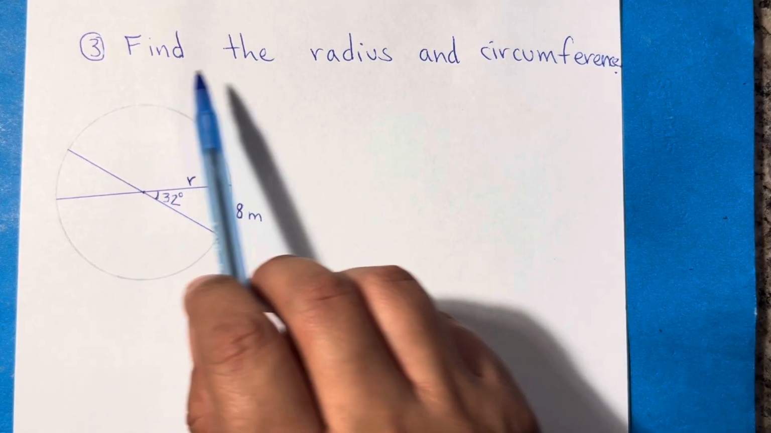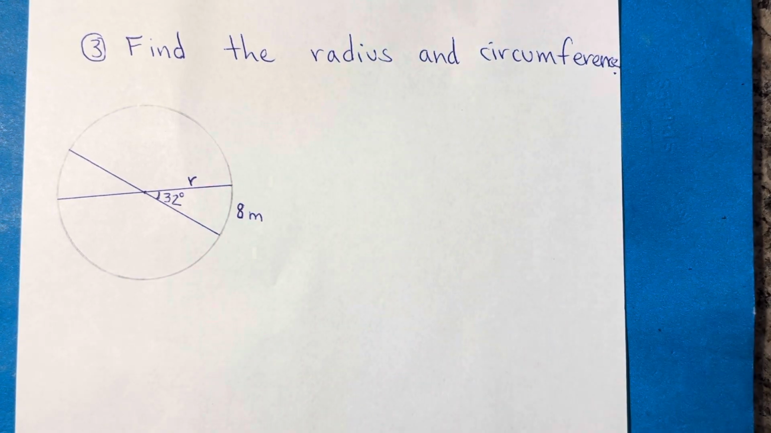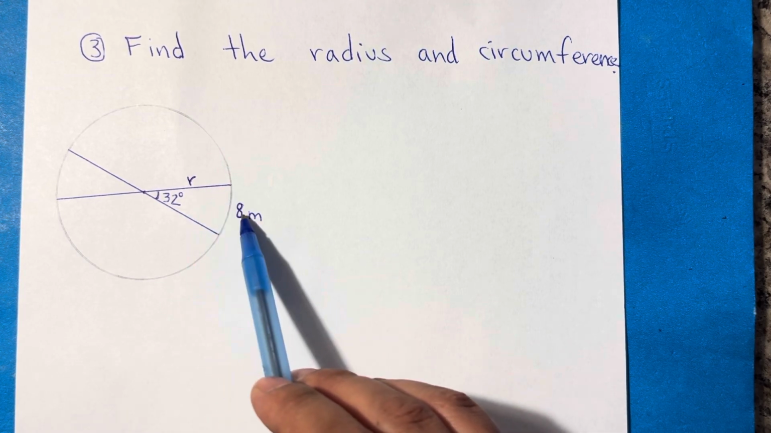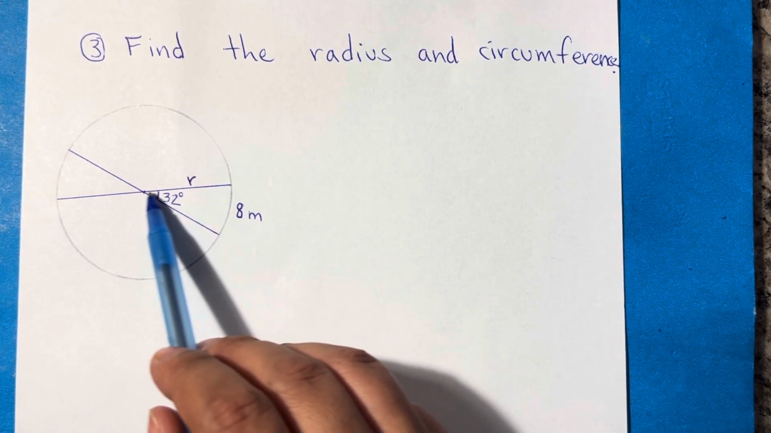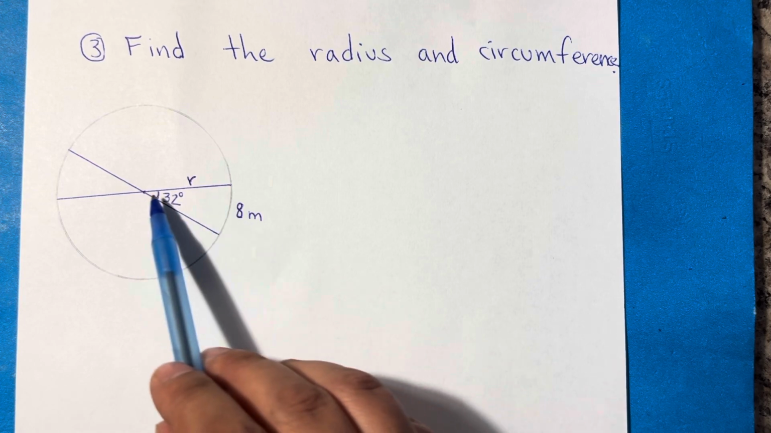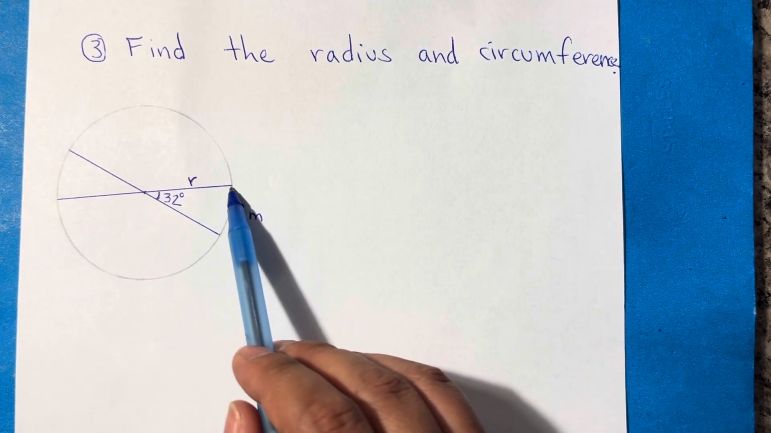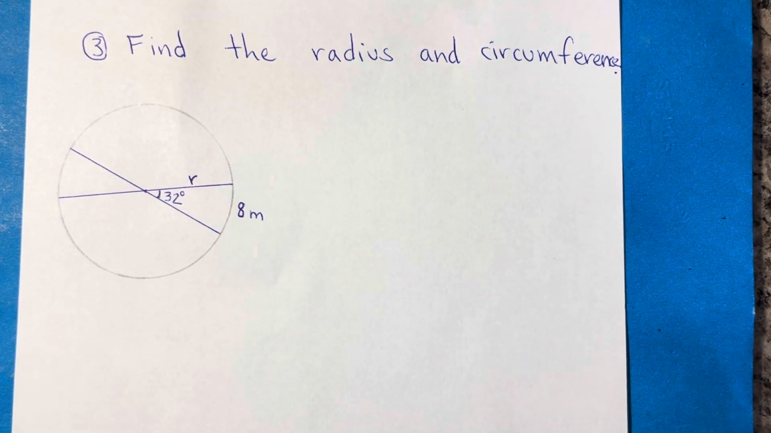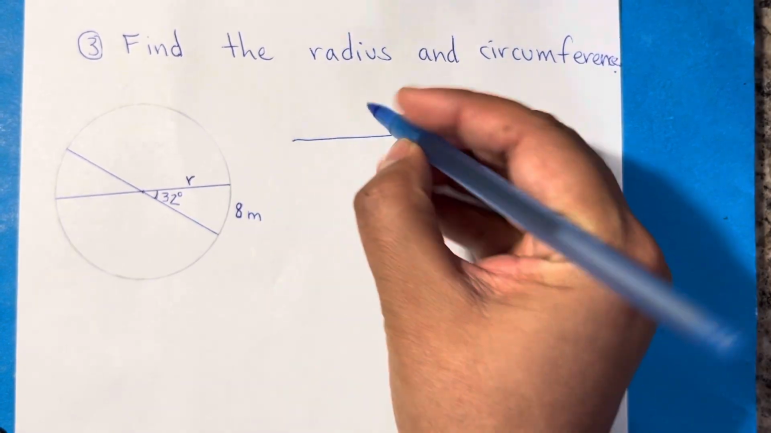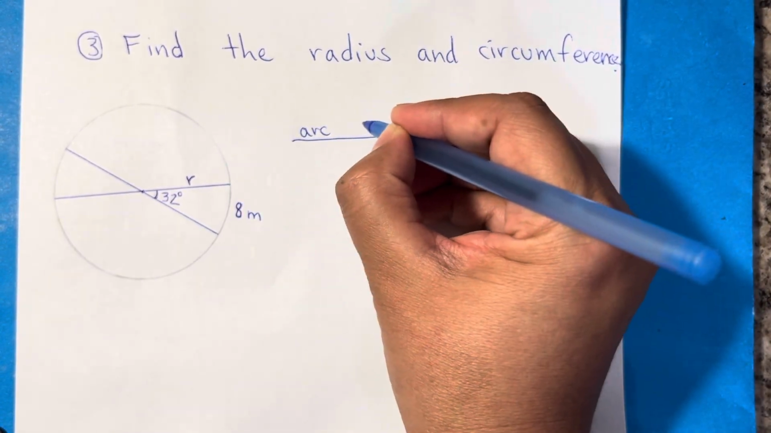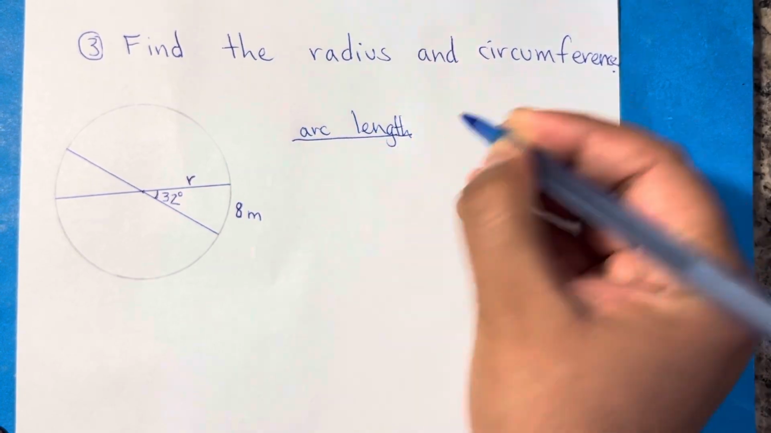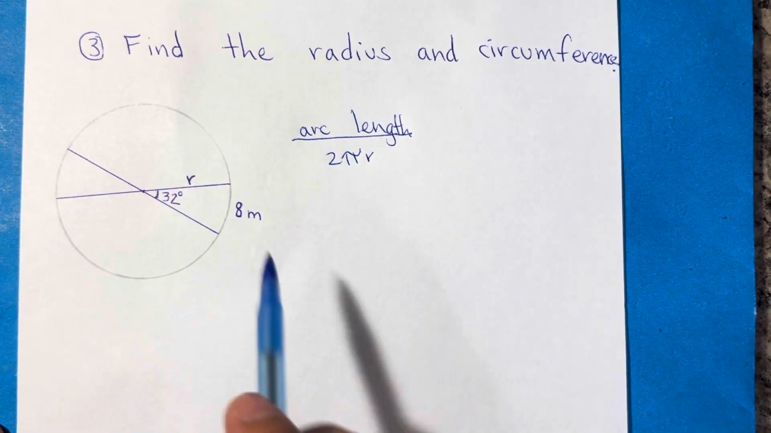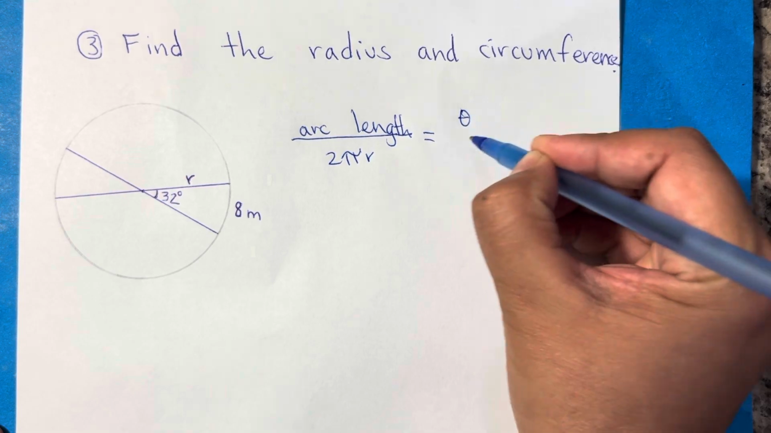Okay, for number 3, it says find the radius and circumference. So the first time we found the arc length. For the second one, we found the measurement of the angle in degrees, and this time it's asking me for the radius and also for the circumference, like the distance around that circle. Again, we're going to use the same formula, which is arc length over 2 pi r, which is the total circumference, equal to the degrees, theta over 360.